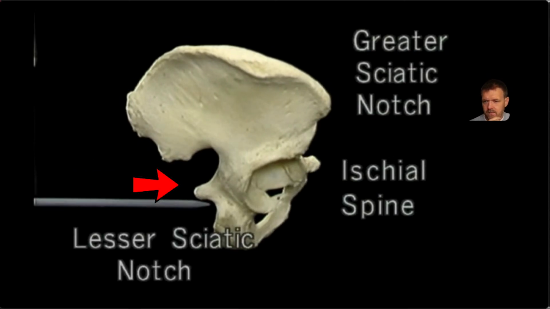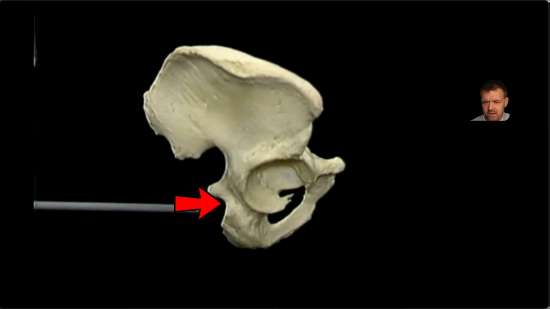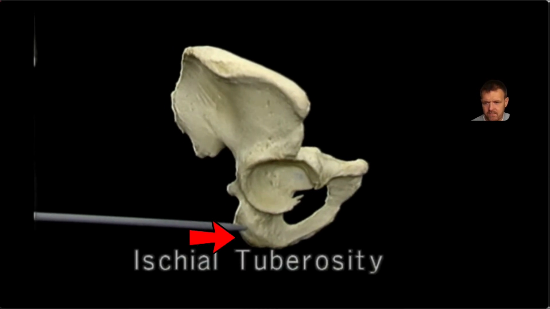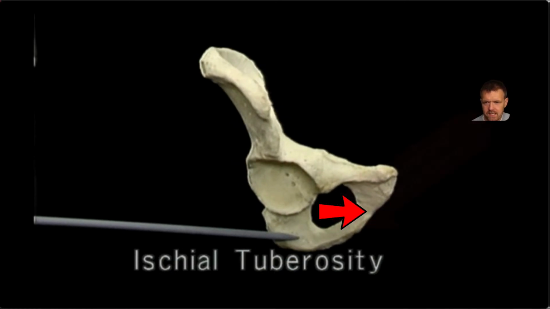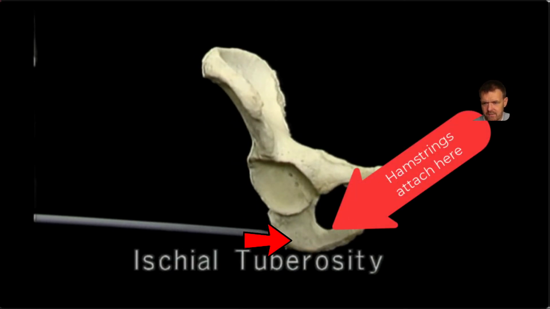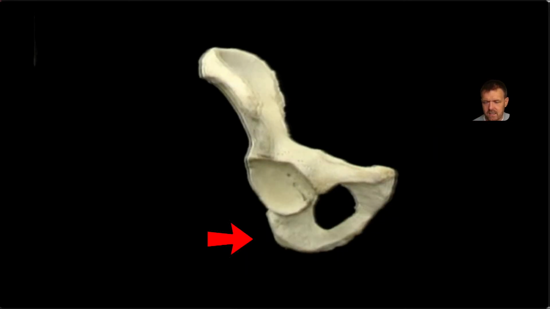Cool. So there's your lesser sciatic notch. So we've got another little notch at the bottom. Ischial tuberosity. So that's your bum bones. Then the ramus just here. So the hamstrings attach into here. And that's the reason for the tuberosity. Yeah, because of the hamstring attachment.